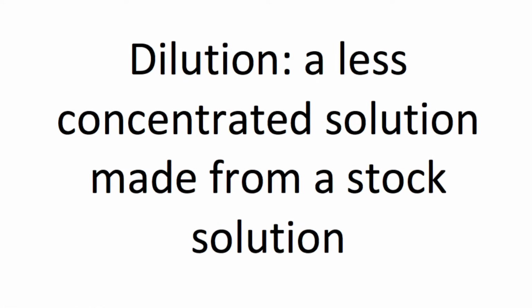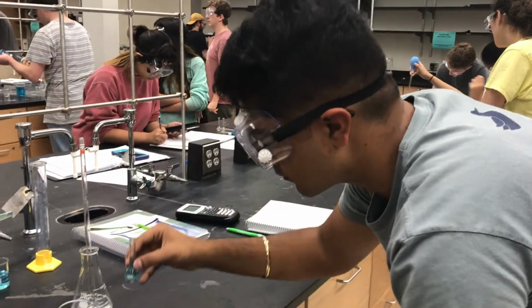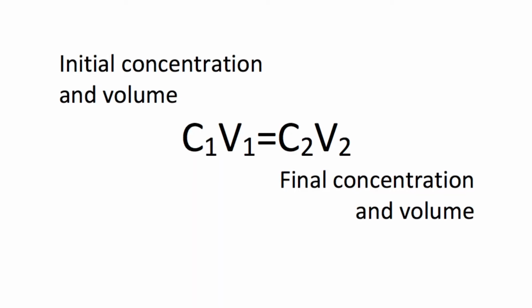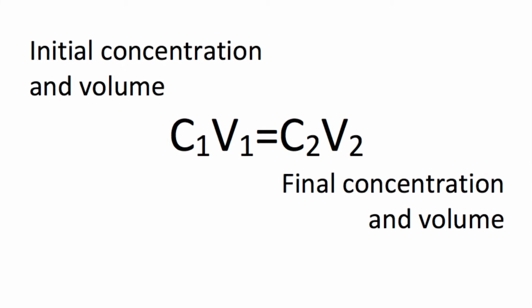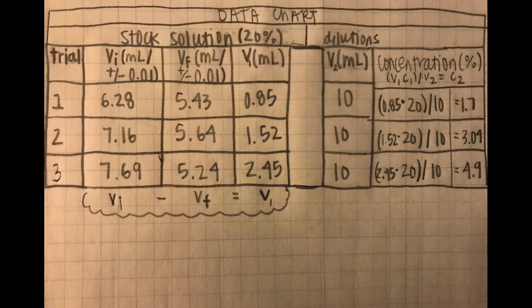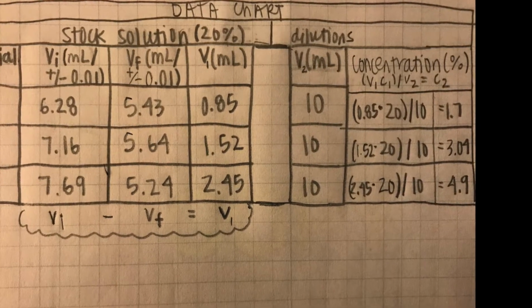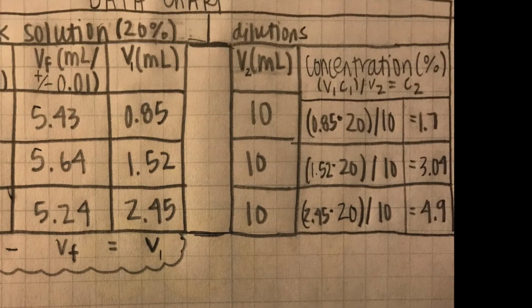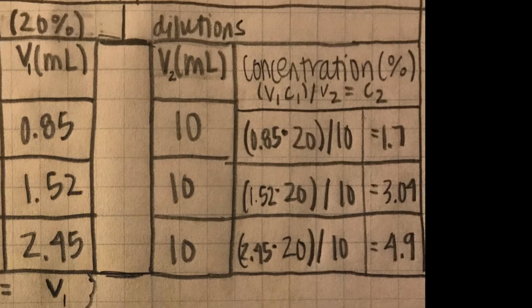The relationship between the two is described by the equation C1 times V1 equals C2 times V2, where C1 and V1 are the concentration and volume of the stock solution, and C2 and V2 are the concentration and volume of the dilution. So you take the first volume, which was found by difference, and multiply it by the known concentration of the stock solution, then divide that by the volume made in the volumetric flask, in our case 10 milliliters, to determine the concentration of the dilution.